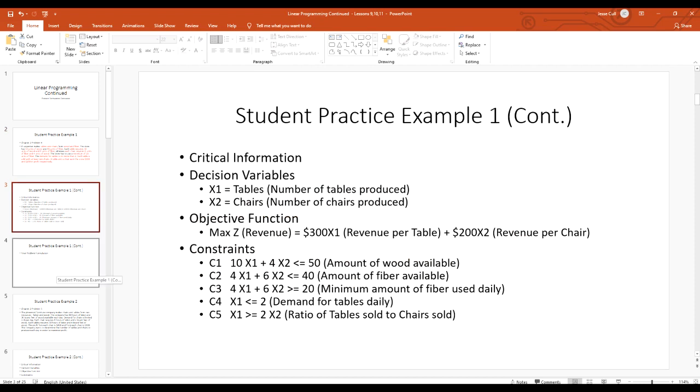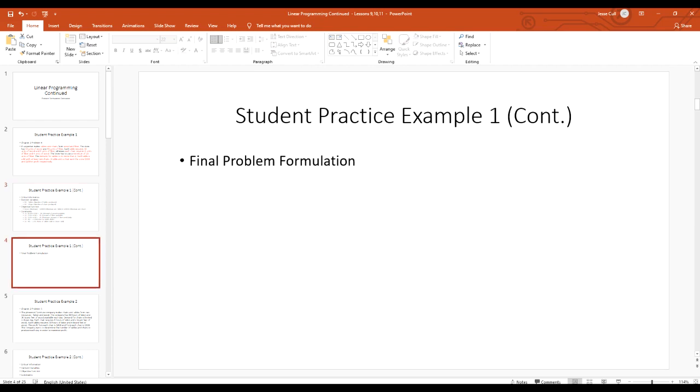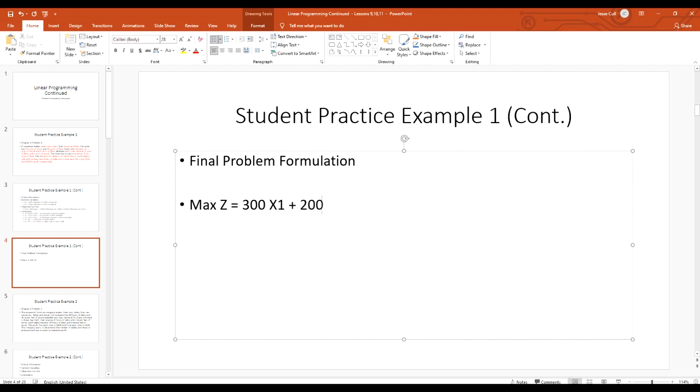Our final step to solve problem number 1 from the homework is collecting all of the information here in the universal format. So max Z is equal to 300 x1 plus 200x2, subject to the constraints. First one is 10x1 plus 4x2 is less than or equal to 50.